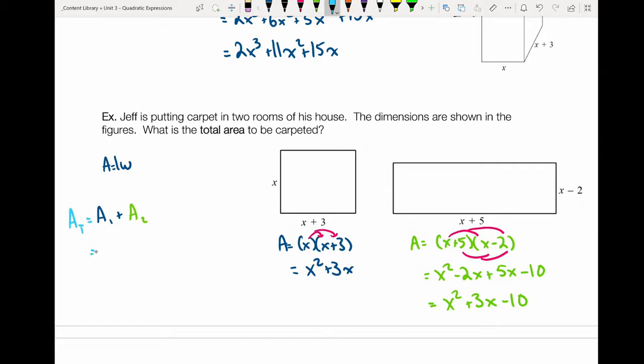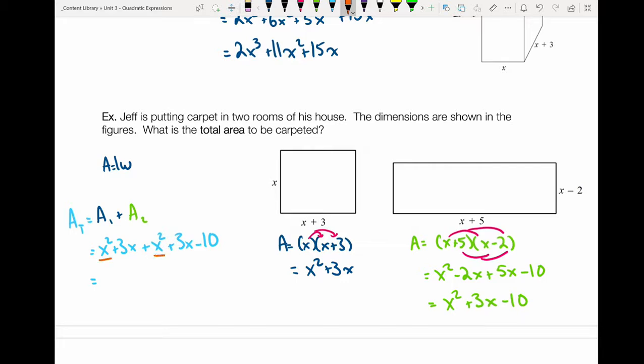So my first area was x squared plus 3x. And my second area was plus x squared plus 3x and then the minus 10. So because it's addition between these two expressions, I can just write everything out as normal, keeping the signs the way they are. And now I'm going to collect like terms.